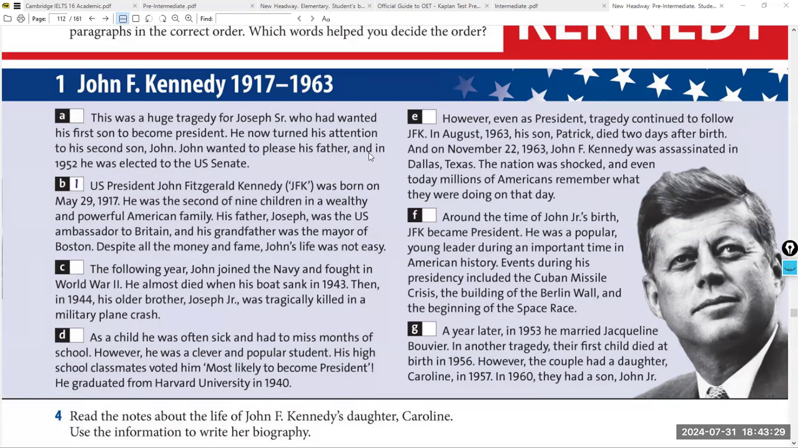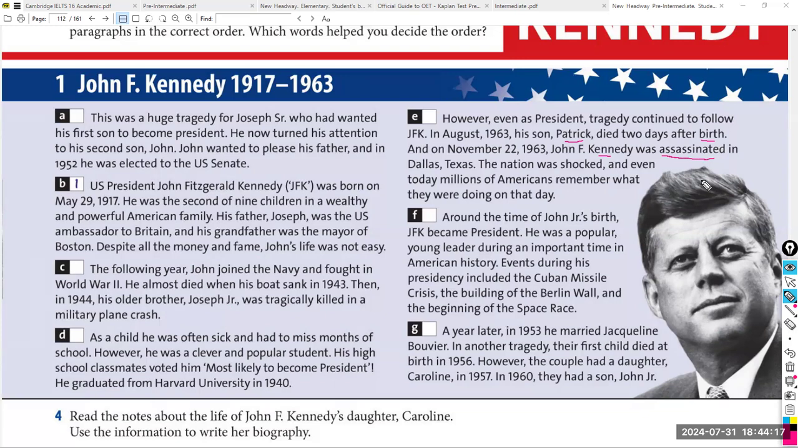That's really great. Now let's go back to Hiba. Please read paragraph E. However, even as president, tragedy continued to follow JFK. In August 1963, his son, Patrick, died 2 days after birth, and on November 22, 1963, John F. Kennedy was assassinated. This is Kennedy assassinated.